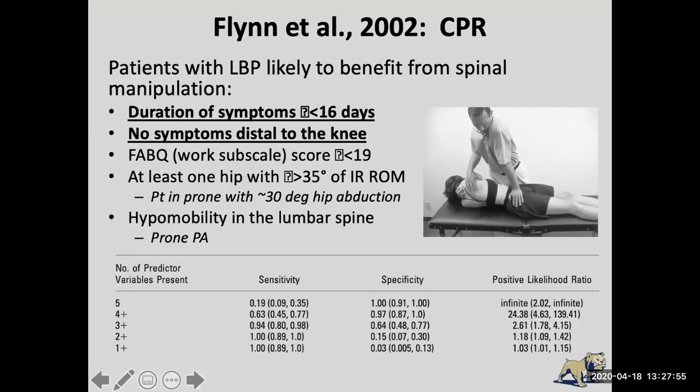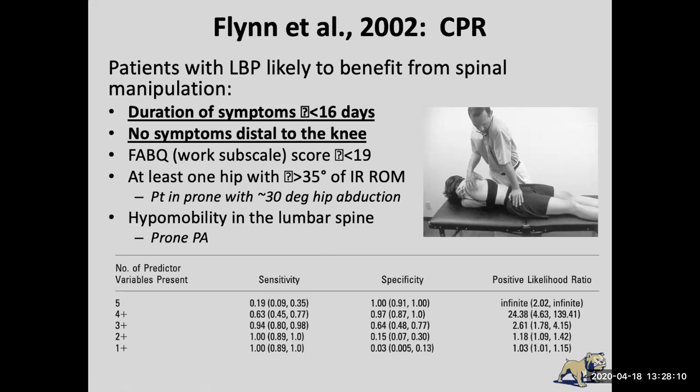So, it was a fun video, huh? Our examination findings that can be telltale signs that the patient will respond well to that particular manipulation technique were published in a clinical prediction rule.